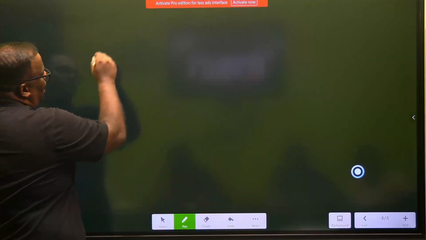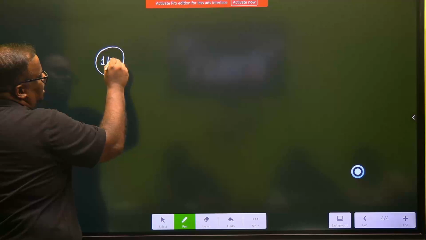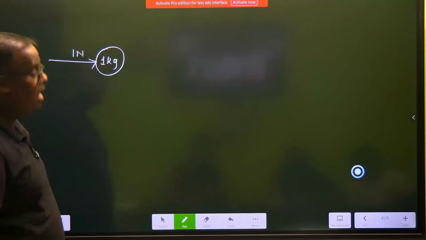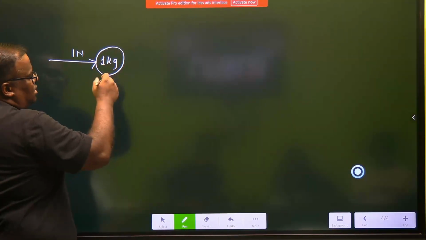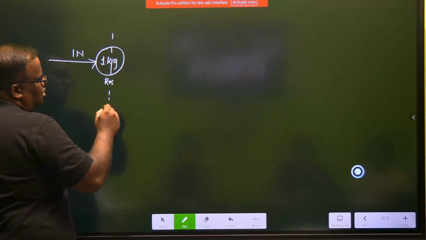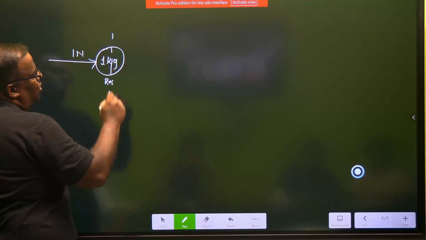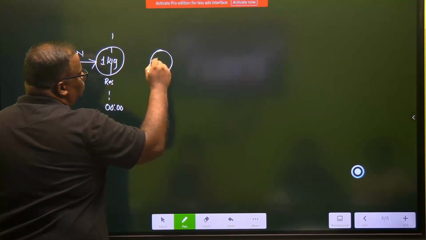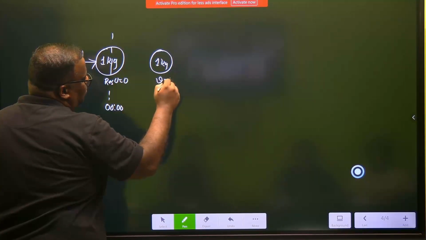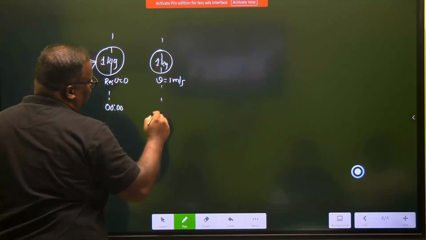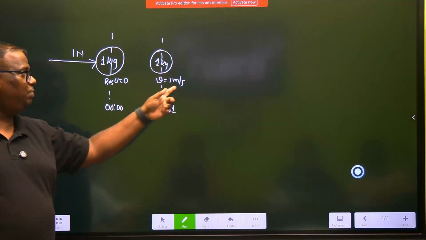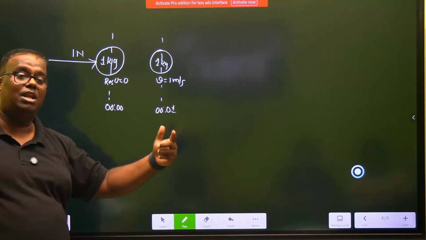Let's say you have a body whose mass is 1 kg and you are subjecting it to a force of 1 Newton. Did you understand? At this time, suppose the body was at rest, at time 0. Then you expect that this 1 kg body's initial velocity is 0, and its final velocity will be 1 meter per second after a time interval of 1 second. 1 meter per second square means 1 meter per second every second.